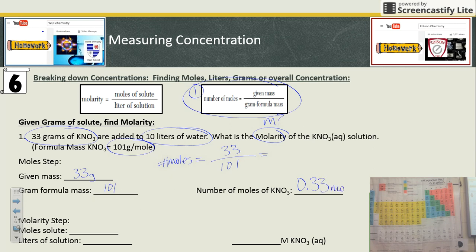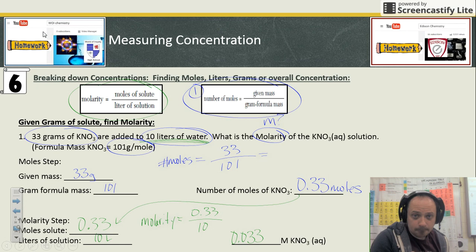0.33 moles. Now we have to take that and do our second equation, molarity. The moles of solute from the first solution, 0.33. The liters of solution from the problem is 10 liters. So the molarity is going to equal the moles, 0.33, divided by the liters, 10. So that divided by 10, 0.033 molar potassium nitrate.